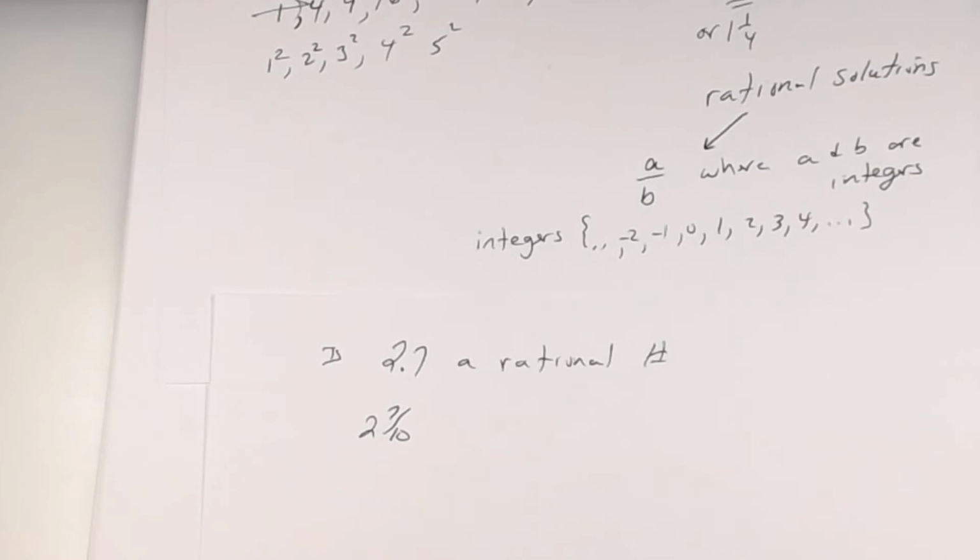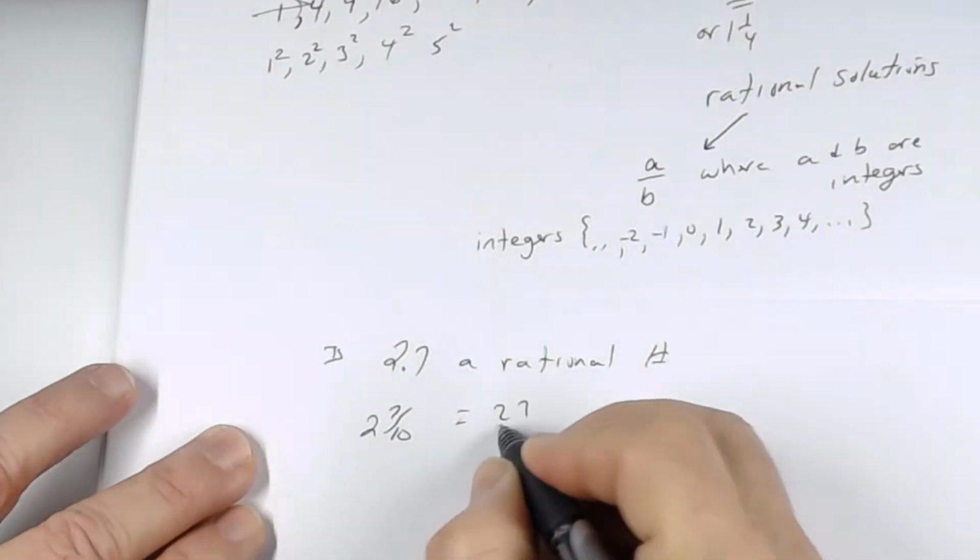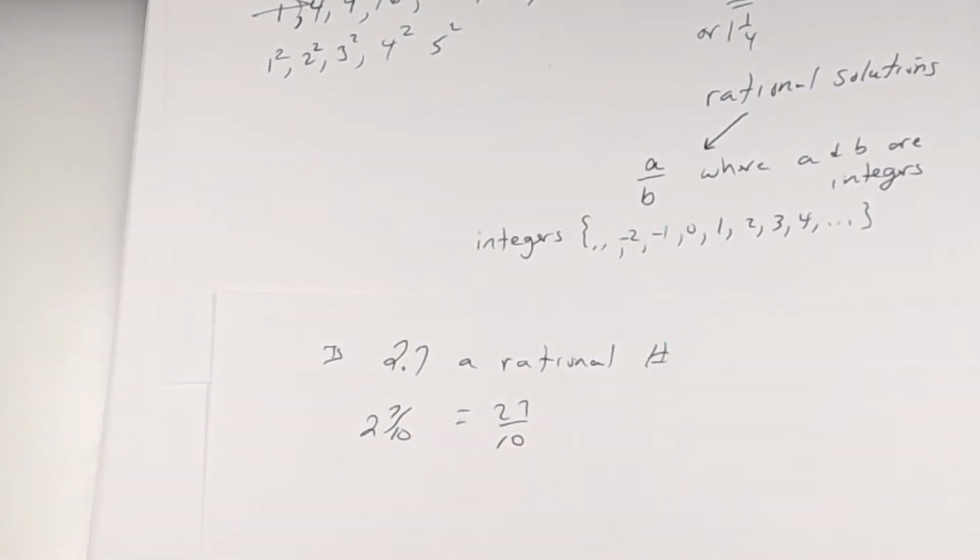An improper fraction. 10 times 2 is 20. 20 plus 7 is 27. So this is 27 divided by 10. Is 27 an integer? Is 10 an integer? Yeah. So back to the question: is 2.7 a rational number? Yeah. One of the things you learned was that any decimal that terminates is a rational number. You can always write a terminating decimal as a mixed number.